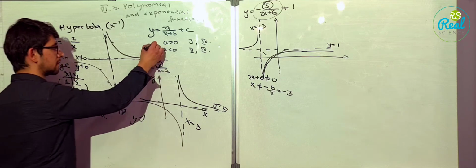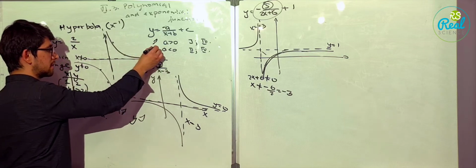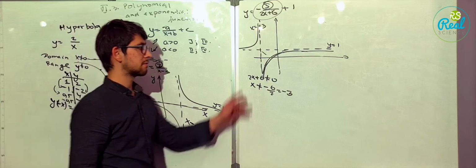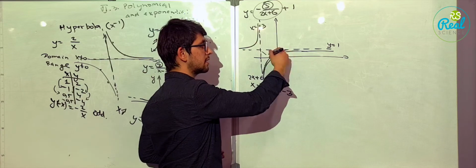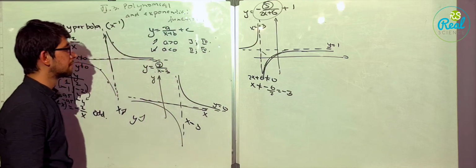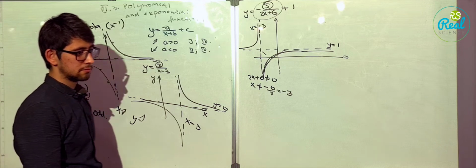Increasing, yes? Okay, if your a is positive, it's an increasing function. If your a is negative, it's a decreasing function. You can take any 2 points and compare, okay? To be sure. Have you understood? Okay.